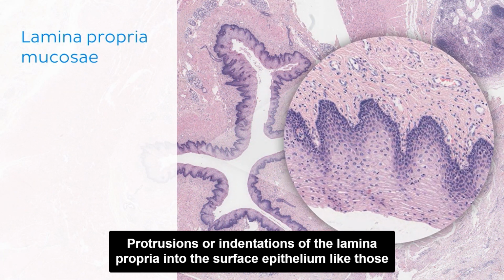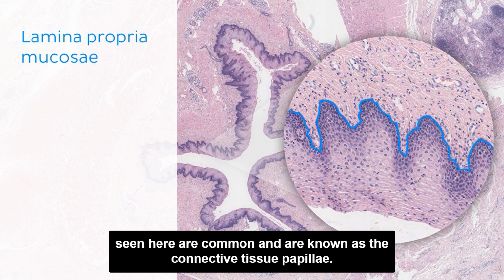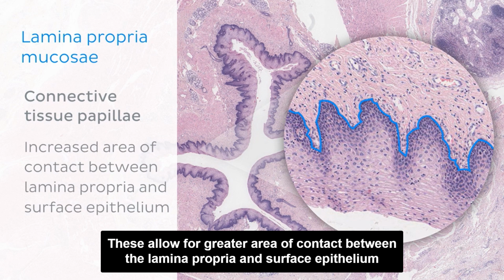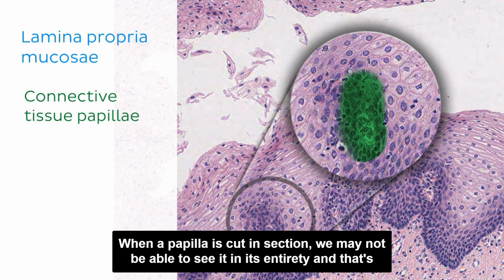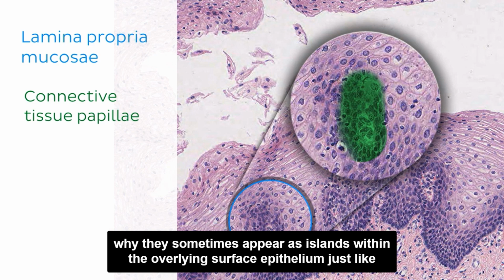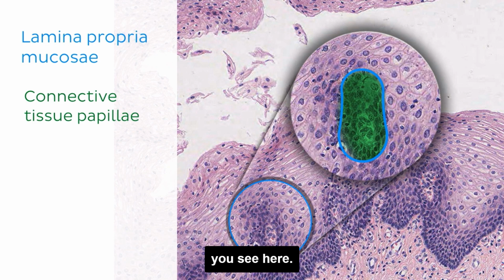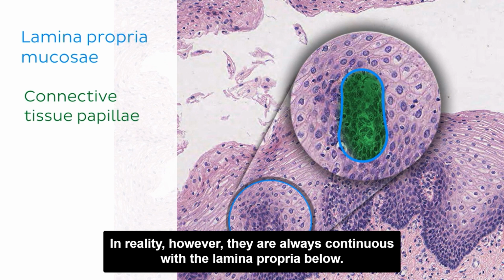Protrusions or indentations of the lamina propria into the surface epithelium, like those seen here, are common and are known as the connective tissue papillae. These allow for greater area of contact between the lamina propria and surface epithelium, which allows for better nourishment to the surface epithelium. When a papilla is cut in section, we may not be able to see it in its entirety, and that's why they sometimes appear as islands within the overlying surface epithelium, just like you see here. In reality, however, they are always continuous with the lamina propria below.